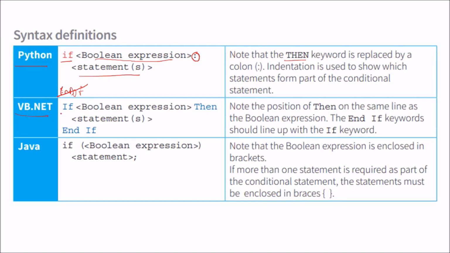VB.NET के अंदर भी it's just like pseudocode. If your expression, or if the expression is true, then it's going to follow this path, right? And your condition is ending with end if statement.